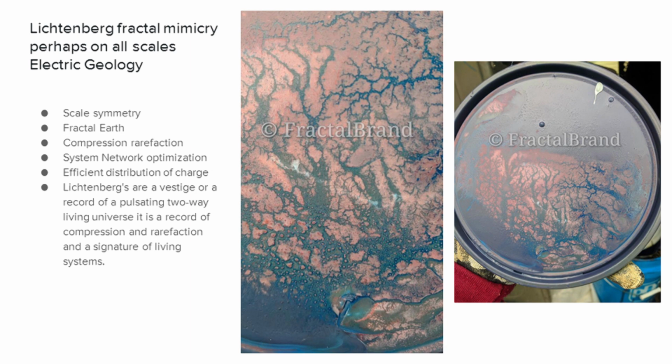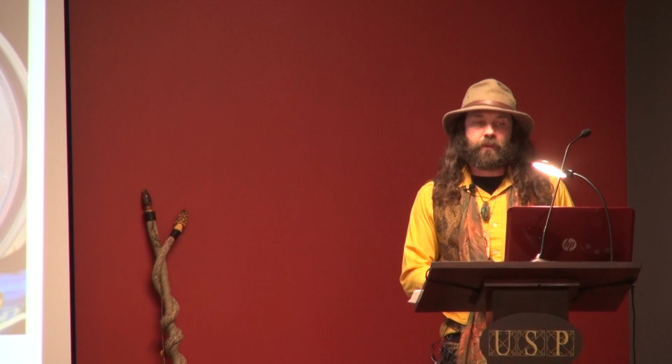This was a paint can that I found in the back of the vehicle that I was painting in. Literally, you can't tell the difference between a satellite view of this archipelago down here and this picture. And this is part of the work that we're doing called electric geology.